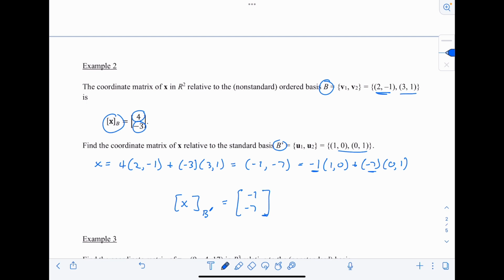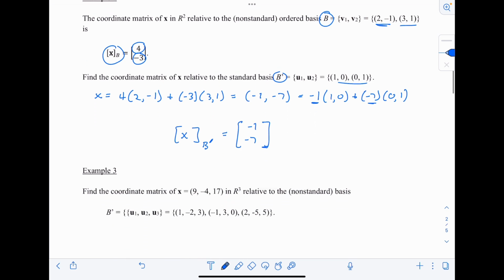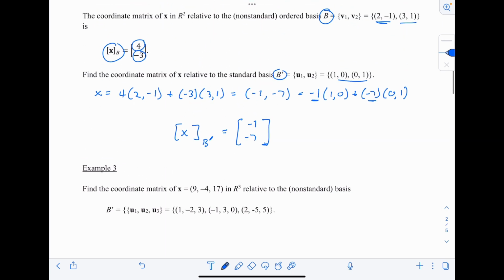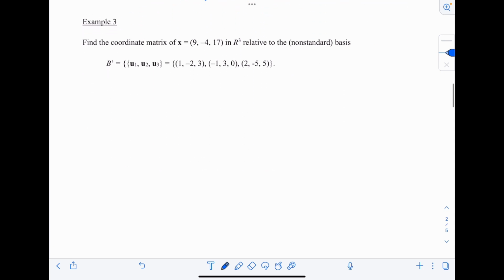All right, let's do one more and see if we can put this together in a final example, and then we'll move on to some other ideas. Find the coordinate matrix of x = (9, -4, 17) in R3 relative to the non-standard basis. This is definitely a little bit different now, because we don't have nearly as much information as before. Before we had the coordinate matrix and other information. This is going to take us into some processes we've done many times before.